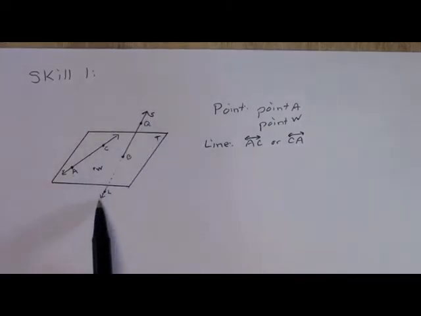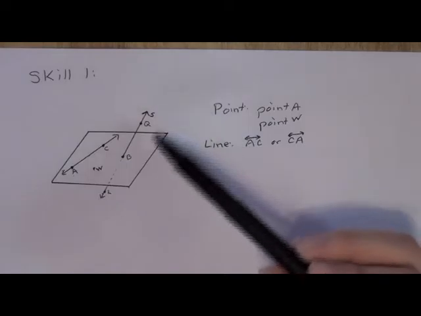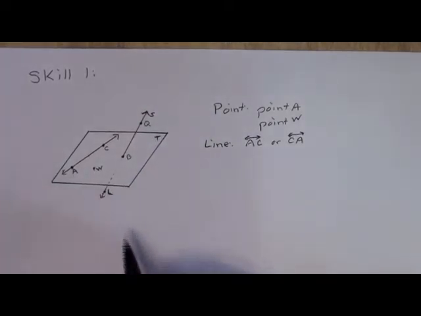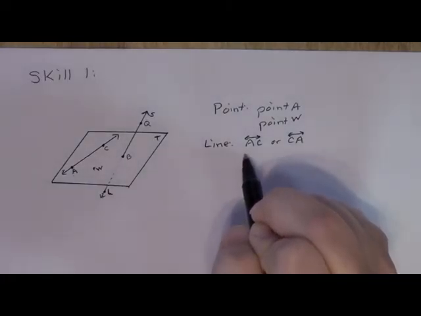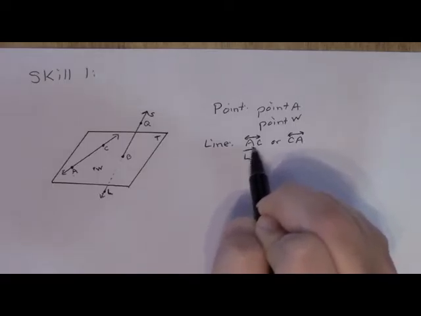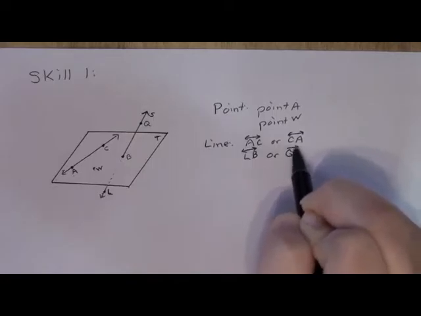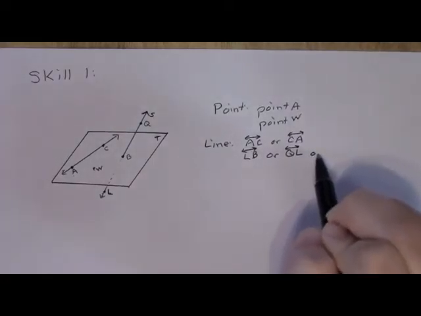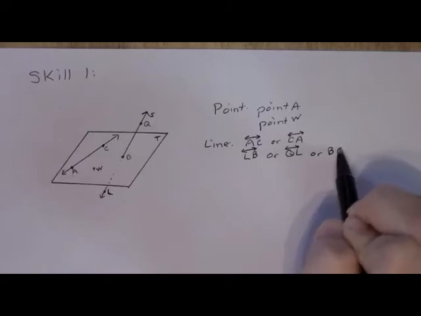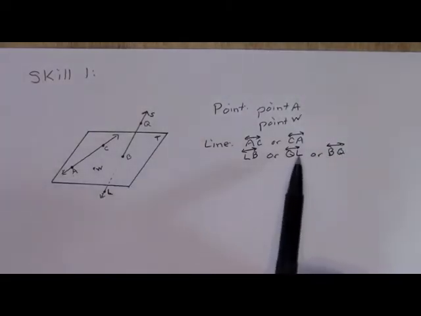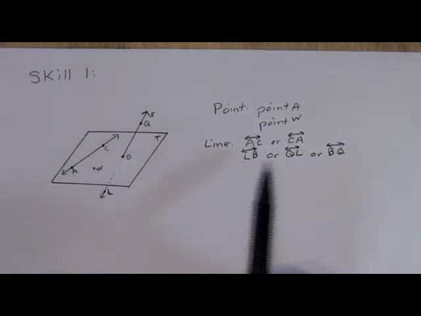We could also focus on the other line, which is over here. It actually has 3 points on it, Q, B, and L, and using any of those 2 points would be acceptable. So you could go LB with a line symbol on top, or QL, or BQ, or you could flip any of those and say QB, LQ, or BL, as long as the line symbol is on top and you're using 2 letters only.